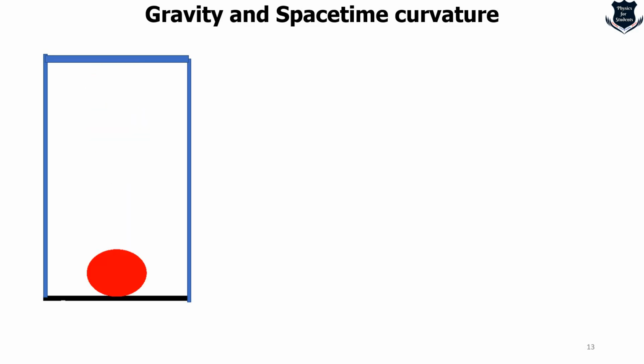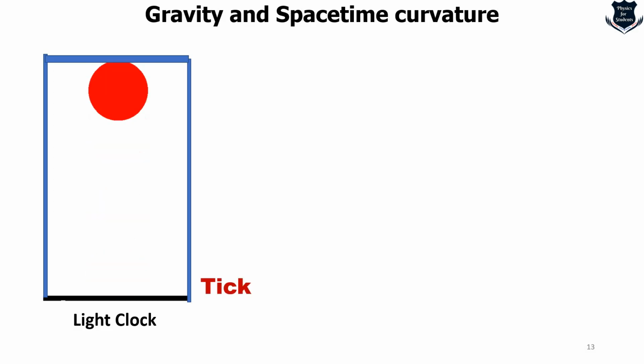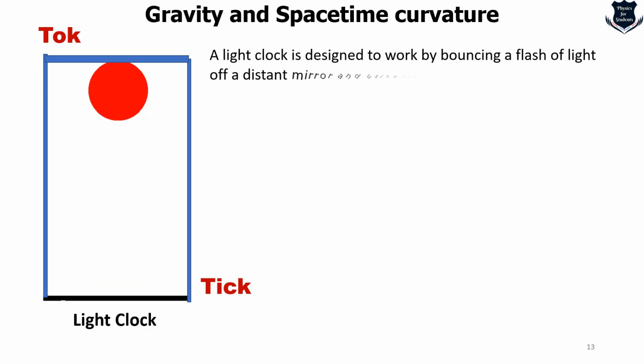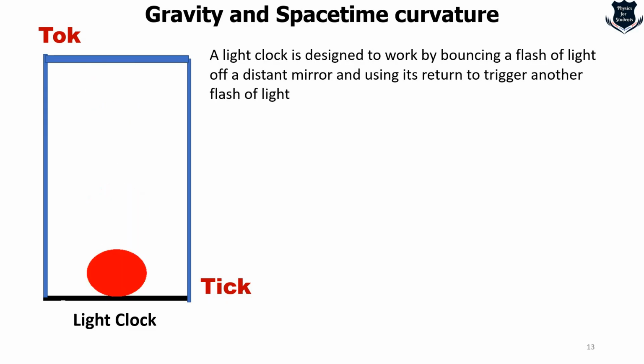Well, a light clock is something which you cannot just go to a store and find, but it is a kind of equipment, and it tells that this is a light clock. So here is a tick when the light hits the bottom of the mirror, and this is a tock when it goes right up. So we can say that a light clock is basically designed so that from a distant mirror, there's a flash of light which is going and coming. Tick tock, tick tock, tick tock.